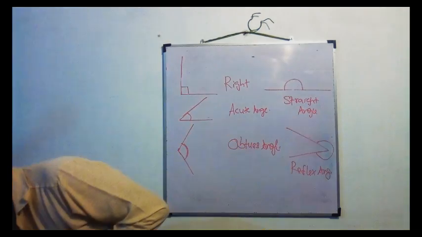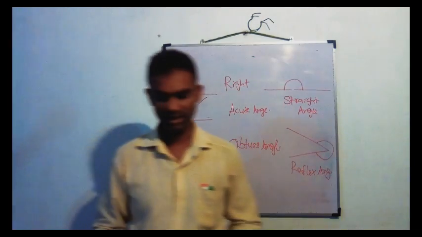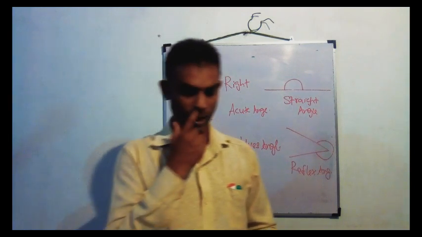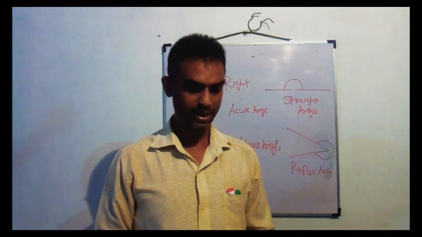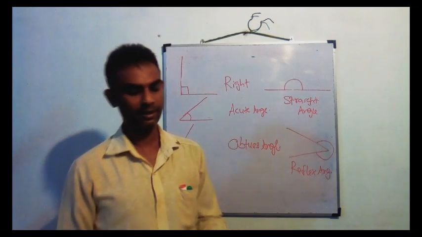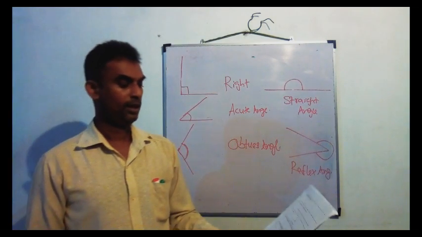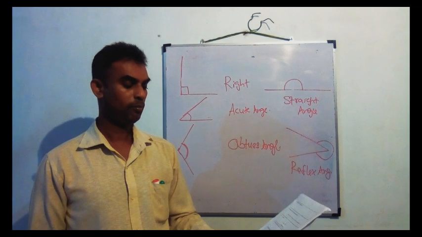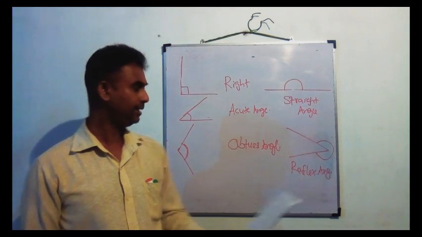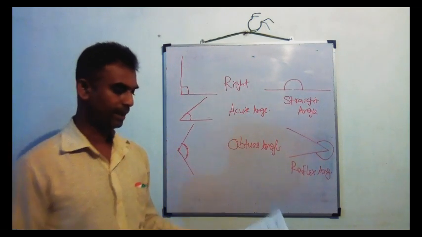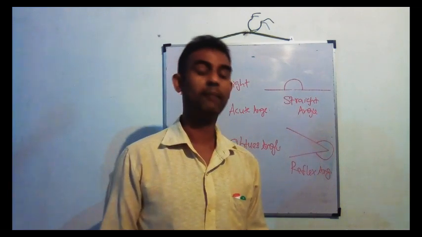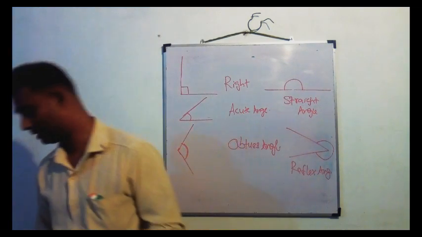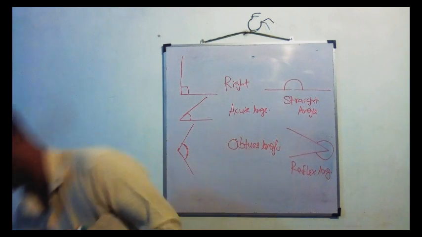According to this figure, we can identify there are two angles. First one, A, is more than 90, therefore obtuse angle. The other one is the reflex angle.